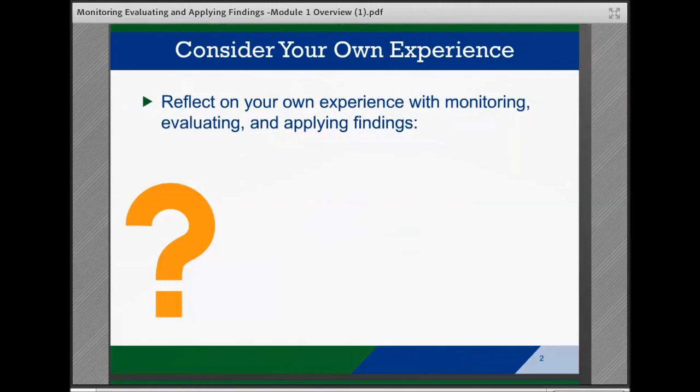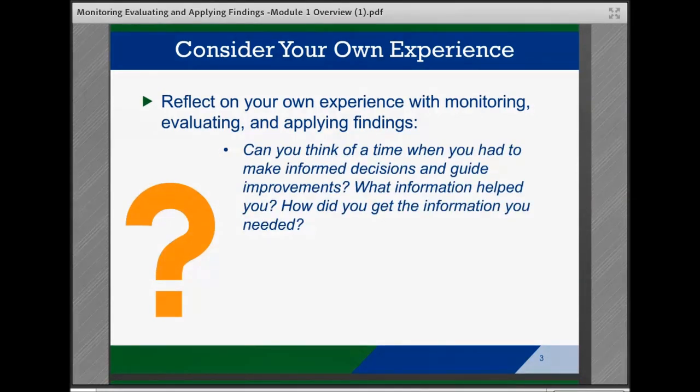Before we begin, we'd like you to take a few minutes to consider your own experience with monitoring, evaluating, and applying findings. Can you think of a time when you had to make informed decisions and guide improvements? What information helped you? How did you get the information you needed?